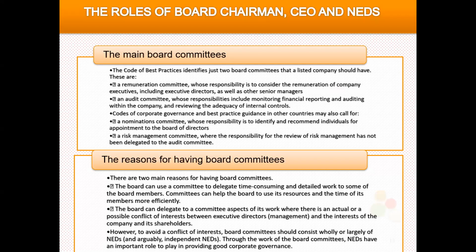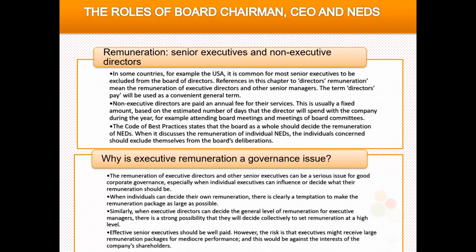However, to avoid conflict of interest, board committees should consist wholly or largely of NEDs, and arguably independent NEDs. You do not want people who are not independent.